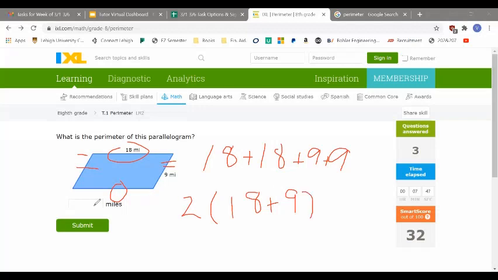And that would equal, let's see, 18 plus 9 is 27, and then 27 times 2, 4, carry the 1, 54. So the answer is 54 miles.